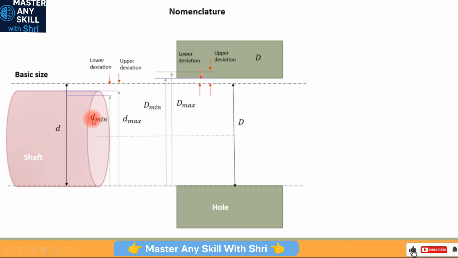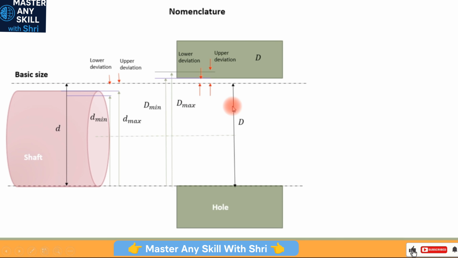and d min indicates the minimum size of the shaft possible. d max indicates the maximum size of the shaft possible. The difference between d minimum and d is the lower deviation. The difference between d max and d is the upper deviation.